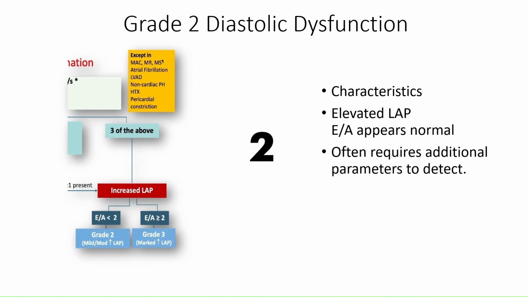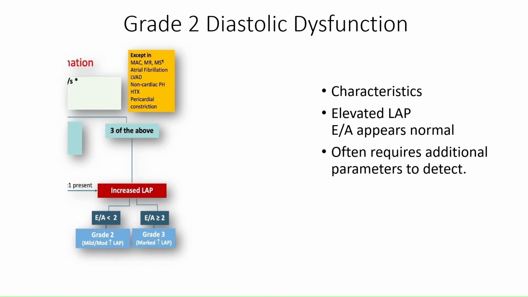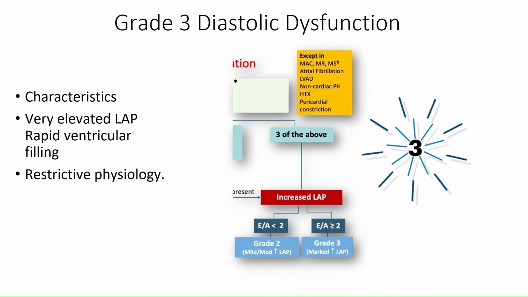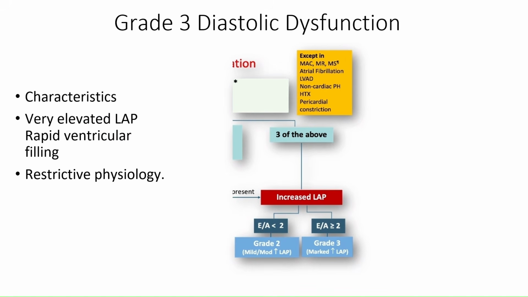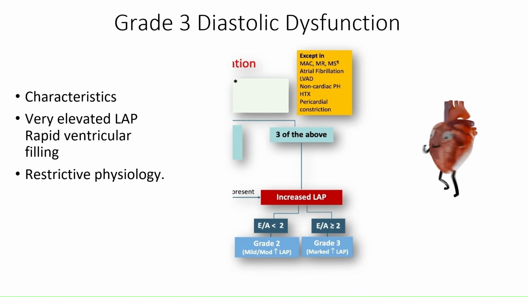Grade 2 diastolic dysfunction is when the E to A ratio is less than 2. So this is considered a pseudonormal filling pattern. It's going to feature elevated left atrial pressure. The E to A ratio is going to look normal, so it requires other parameters to detect whether it's truly grade 2. Now let's talk about grade 3 diastolic dysfunction. If the E to A ratio is greater than or equal to 2, we consider this grade 3, which is considered restrictive filling. What presents here is very high left atrial pressure, rapid filling, and very poor compliance.